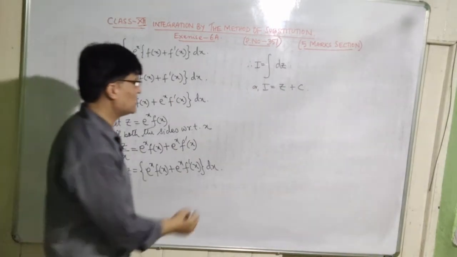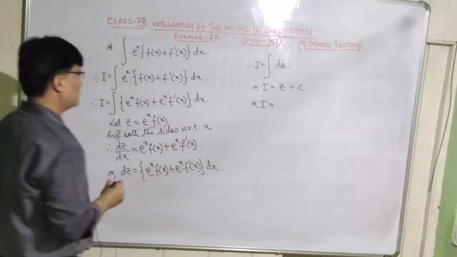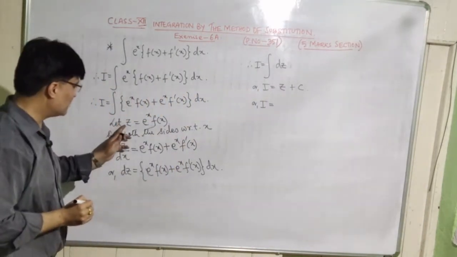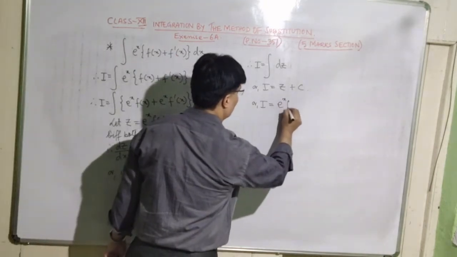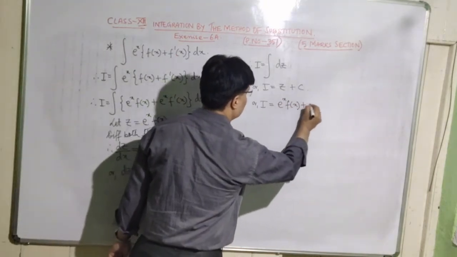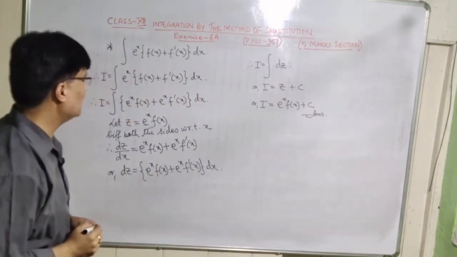So I think you have understood it. Or I is equal to, what is the value for z now? Here the value for z is e to the power x f of x. So it is e to the power x f of x plus c. So this is the final answer.